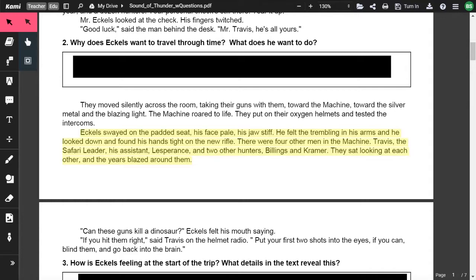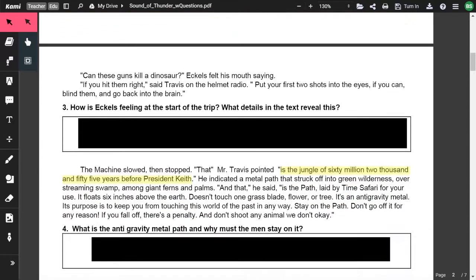As they go through the time machine, the description is that the years are blazing around them. So this passage that I have highlighted shows us our 5 main characters. We have 2 people leading the safari, and we have 3 hunters going on the trip. We have our main character, Eccles, and the 2 other hunters are named Billings and Kramer. The man leading the expedition to shoot the T-Rex is named Travis, and his assistant is L'Esperance, or however you say his name.